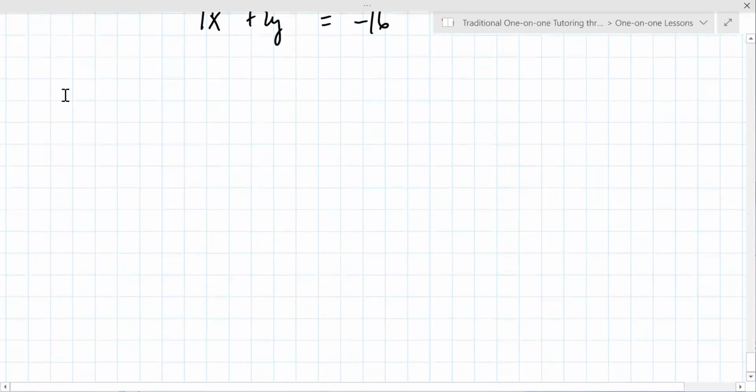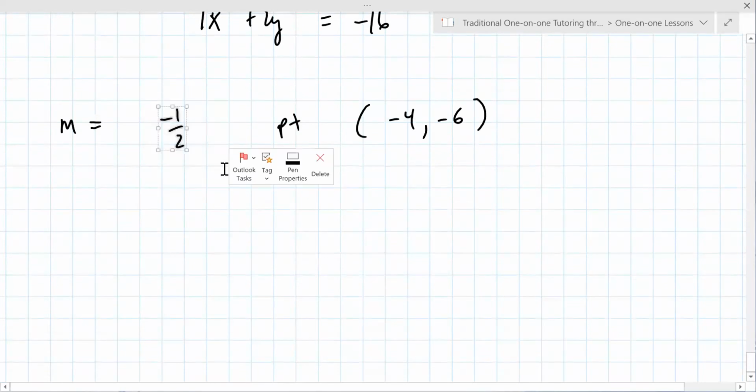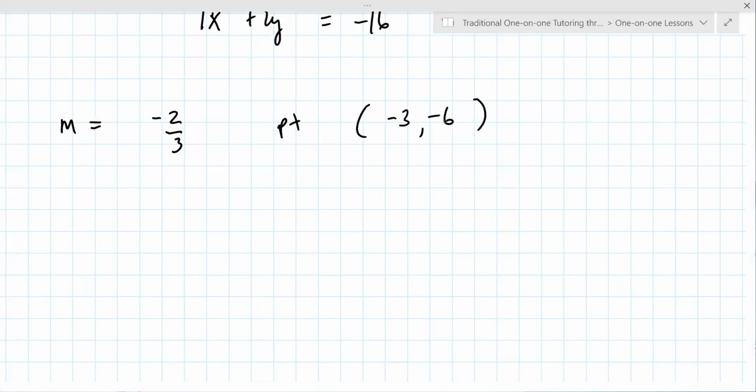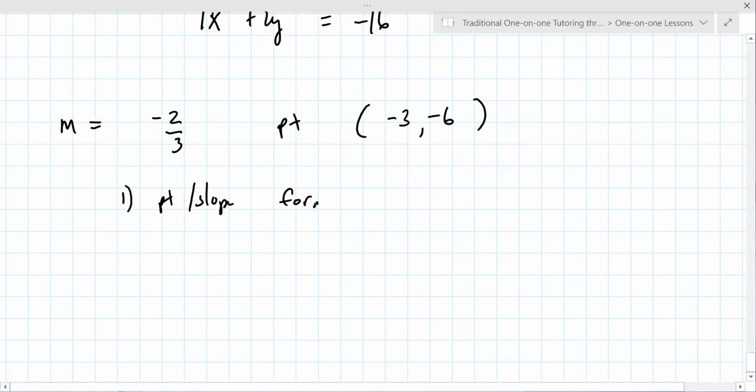Okay. So let me make some changes here. So let's go negative 2/3, and we're going to go negative 3, negative 6. Negative 3, negative 6. Yes. So give that a try here. That number one is point slope form. I'll write it out here. y minus y1 equals slope times x minus x1. All right.